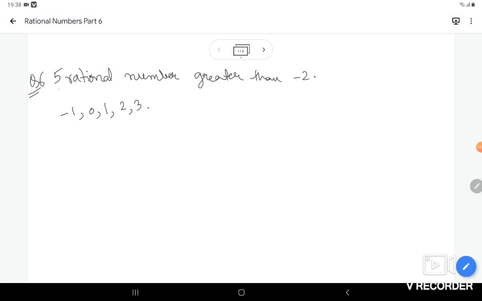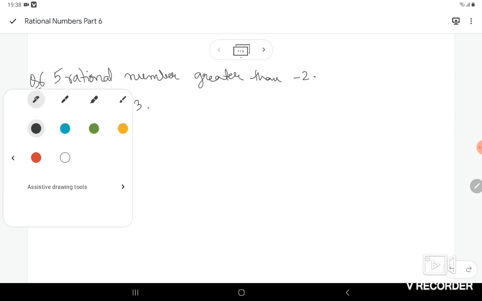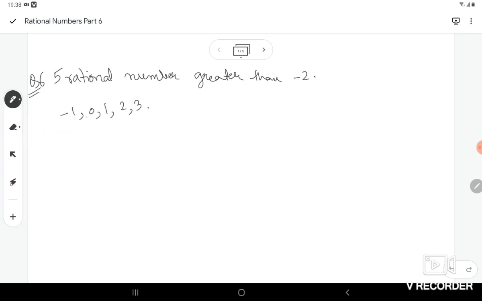Now next question says find 5 rational numbers greater than minus 2. So for the sake of simplicity, we can take 5 rational numbers as minus 1, 0, 1, 2 and 3.